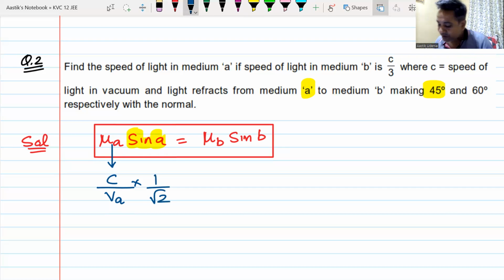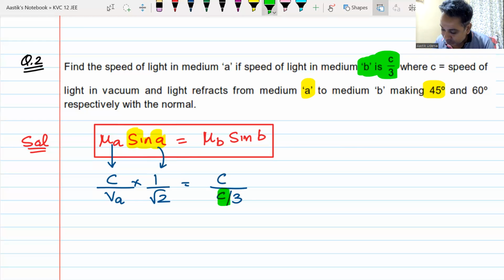I think I'm not making a mistake. Well, that will be equal to mu B. I don't know mu B, but I know that the speed of light in the medium B is C by 3. So mu B becomes C divided by the speed of light in that medium, that is C by 3. So I write C by 3. Do we understand this? Yes, sir. Multiplied by sine of this angle B, which is 60 degrees.